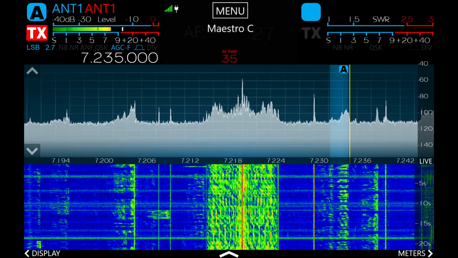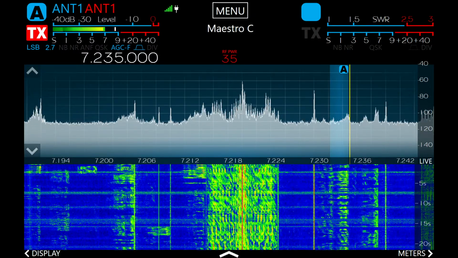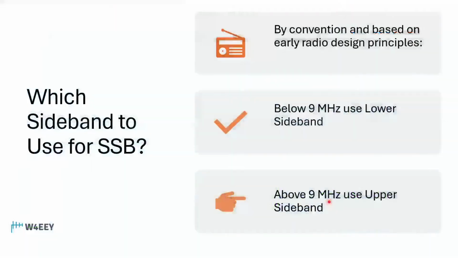And we're below 9 megahertz. So the convention is, if you go back to the laptop, Bruce, the convention is that below 9 megahertz, we use lower sideband. Above 9 megahertz, we use upper sideband. There used to be a technical reason for this, but that's largely been overcome. But just by tradition, this is what we do. Now, there are some exceptions, and we'll talk about that.